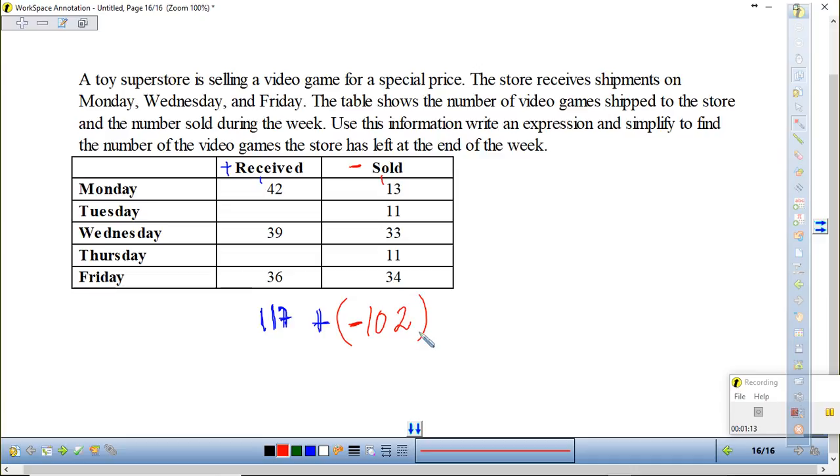So 117 plus 1 plus negative 102 is 15 video games left. Thank you. We good? All right. Go to number 2.